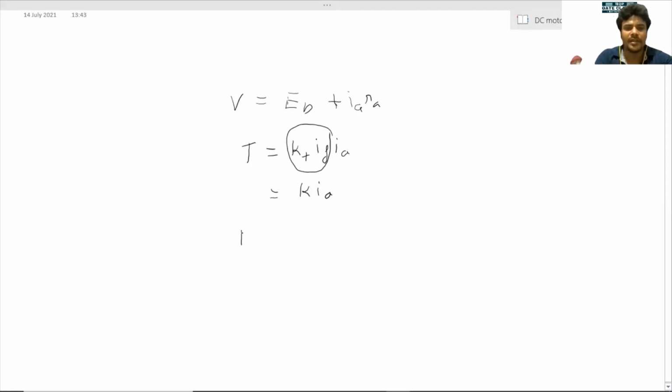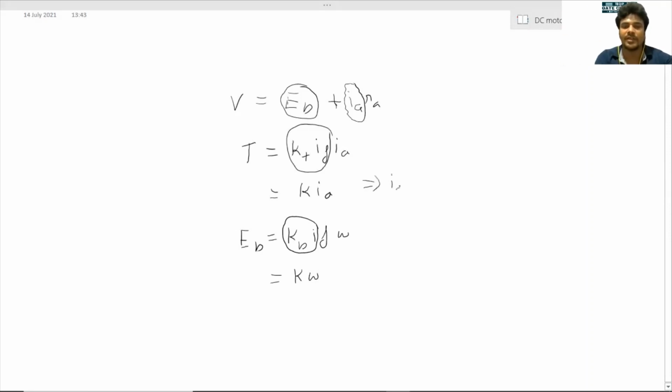Then we can write for EB as well. So EB is equal to KB IF omega, and this also we can term as K omega. Why? Because KB is equal to KT when we take the rotor speed in terms of radian per second. So both the constants can be the same. Now just replace this IA and EB. EB will be in terms of omega and IA will be in terms of torque.